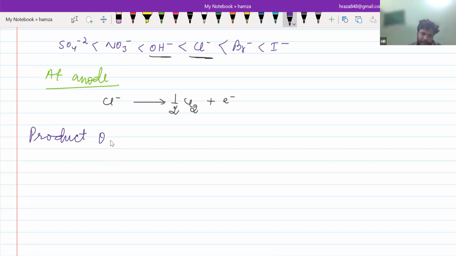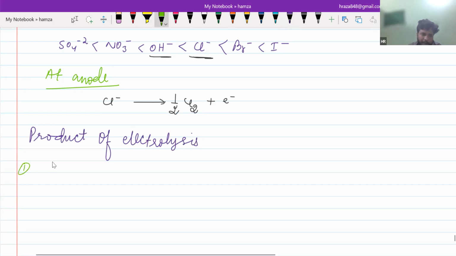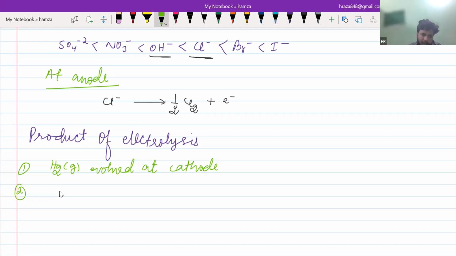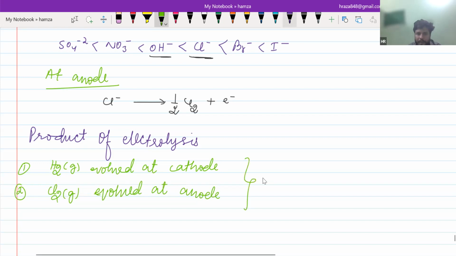Now, the product of electrolysis is important. So when we do the product of electrolysis, you saw that H2 gas evolved at the cathode. Now the next, which is very important, Cl2 gas evolved at the anode.